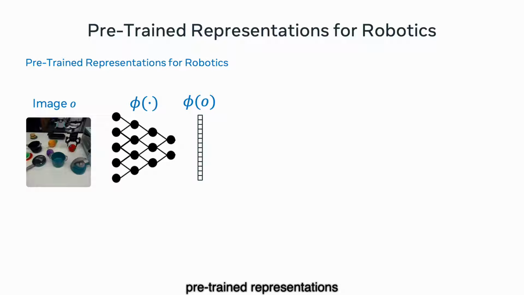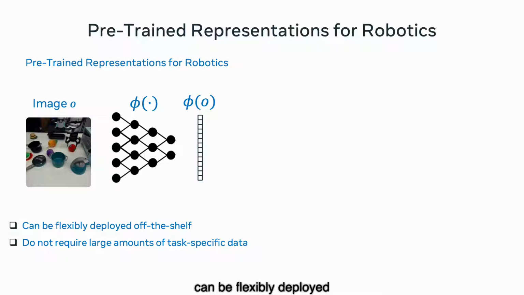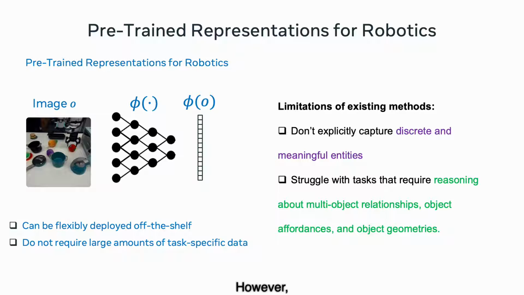Recently, pre-trained representations for robotics, which embed image input into a flat vector, are fast becoming the standard encoder for vision-based robot learning. This is because they can be flexibly deployed off the shelf and do not require large amounts of task-specific data. However, these flat pre-trained representations don't explicitly capture discrete and meaningful entities. Therefore, they struggle with tasks that require multi-object reasoning, object affordances, and object geometries.